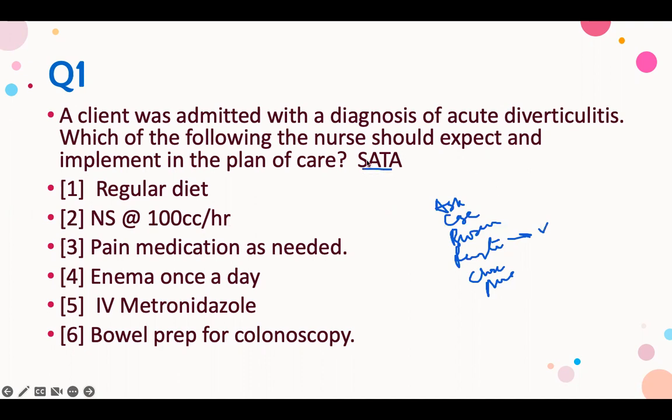So we have a SATA. Which of the following should the nurse expect? So I need an expected finding and implementing something in the plan of care. Then what is the case? A client was admitted with a diagnosis of acute diverticulitis. I need an expected finding and I need implementation. Those are my buzzwords. So to rewrite: patient with acute diverticulitis, I need to find something that is associated with the diagnosis and then implement my plan of care.